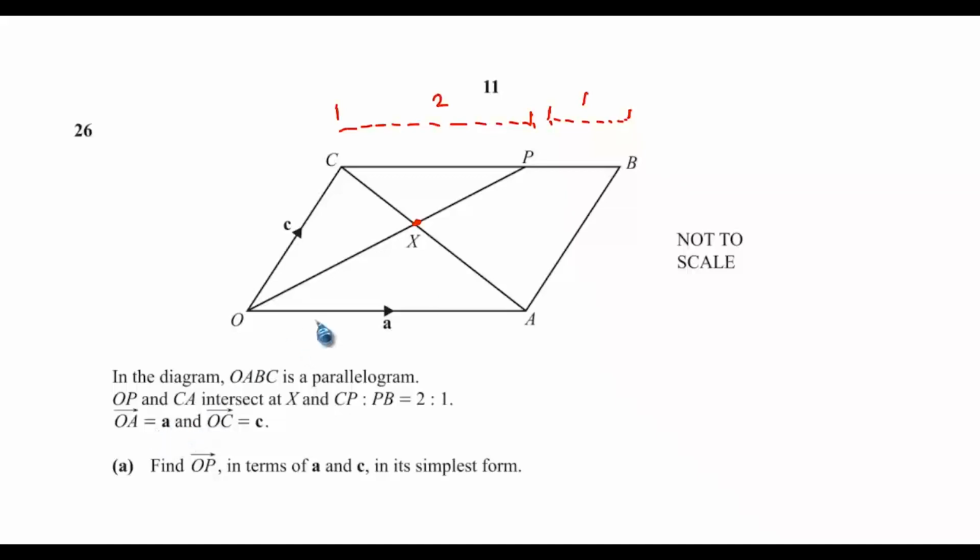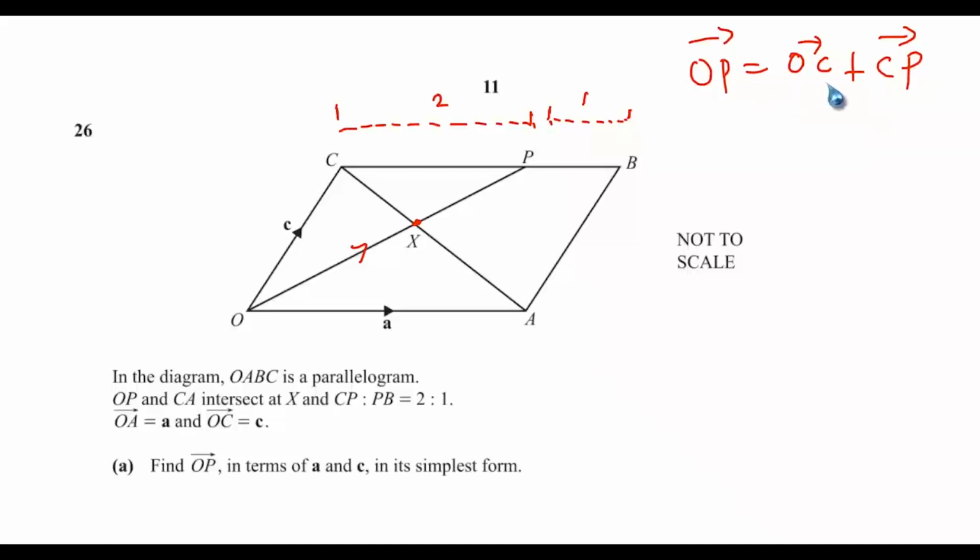So OA is equals to A and OC is equals to C. So find OP in terms of A and C in a simplest form. So to get OP, we want to get this. So OP and OC position vectors. So I can say that, let's write OP is equals to OC plus CP. That will be the vector OP.